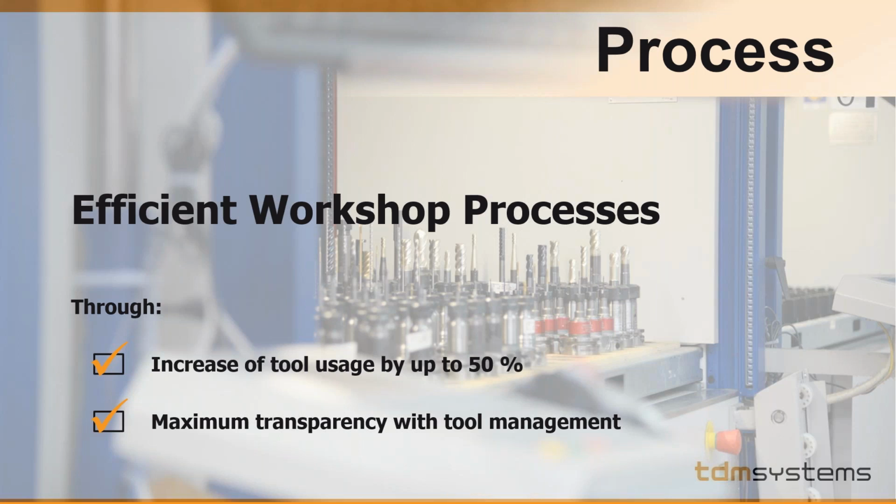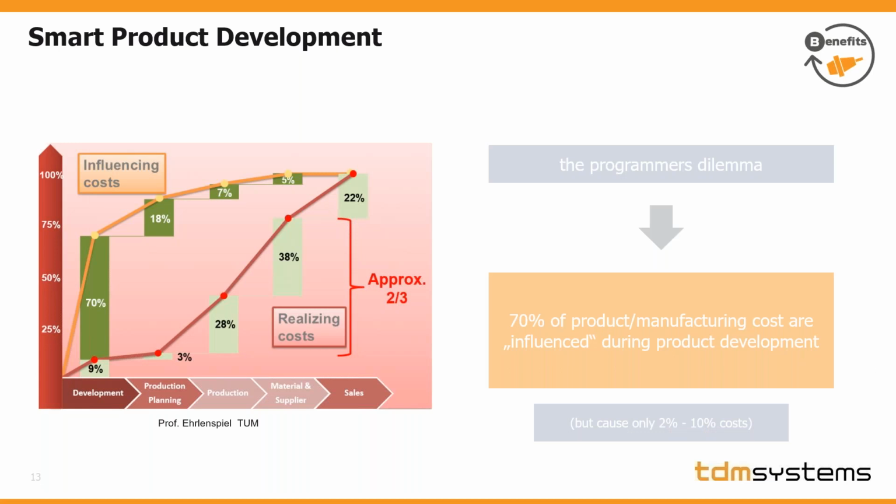Let's say I'm a programmer and I have access to data. How much better I can create my CAM program. And what I like is there's a Professor Eldenspiel. He used to be at the University of Munich. He had books about intelligent design, smart product development. And among many other things, what he points out is the importance of planning, the importance of having data for planning. He points out that 70% of product or manufacturing costs are influenced during the product development, although this product development only causes 2 to 10% of the cost. So you can imagine what it means if a CAM programmer can use actual data, verified company knowledge, historical data, and not just tribal knowledge and his own gut feeling.